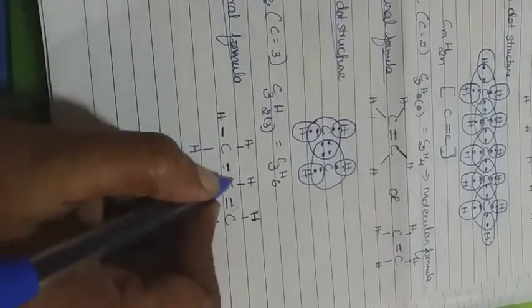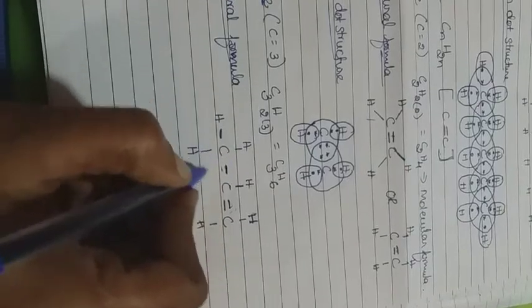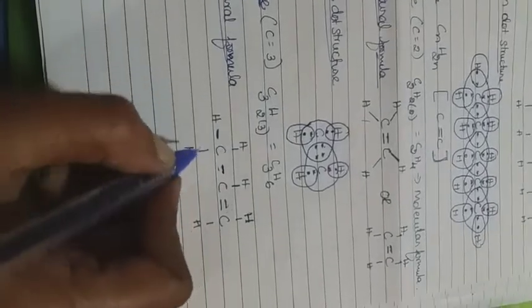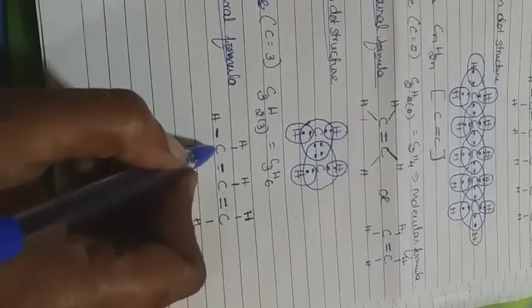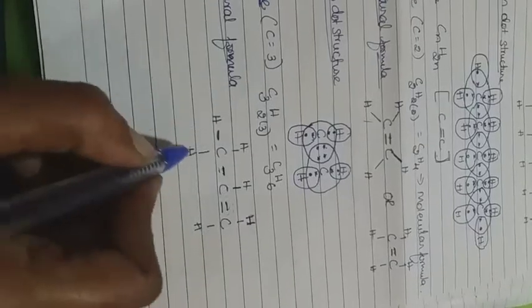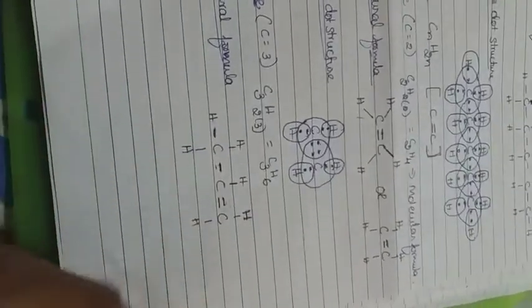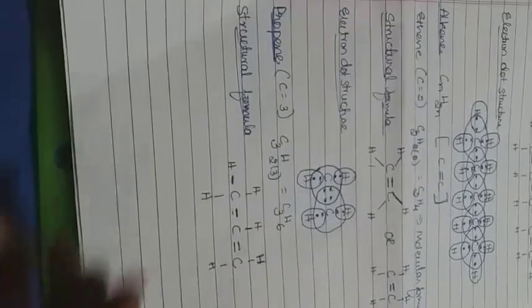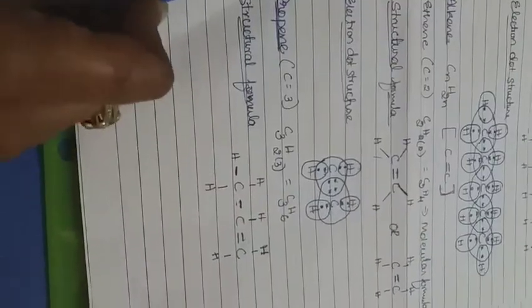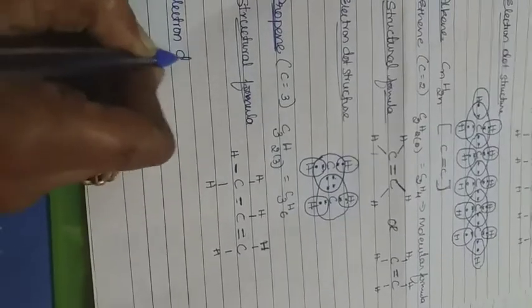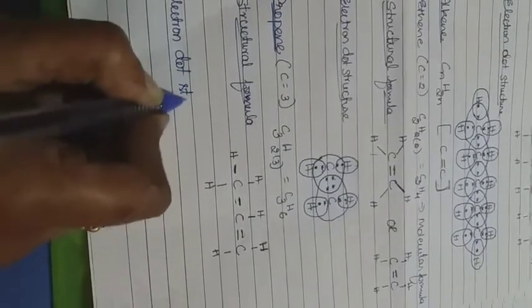One more thing you have to concentrate on: around the carbon atom the bonds should be 4. That means the carbon is sharing its 4 valence electrons. Now you can count: 1, 2, 3 carbon atoms, 1, 2, 3, 4, 5, 6 hydrogen atoms. That's correct. Okay, that is the structural formula. Let's write the electron dot structure now. Electron dot structure of propene.